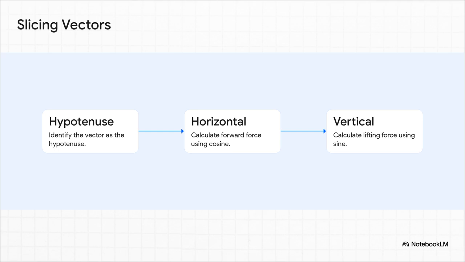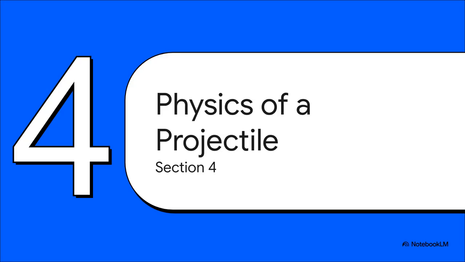Now, sometimes we actually need to do the reverse. We need to take a vector and slice it apart. Picture yourself pulling a really heavy lawn roller. When you tug that handle at an angle, you aren't just moving it forward, right? You're actually lifting it slightly off the ground too. So we use a bit of trigonometry to slice that diagonal pull into two clean pieces. The horizontal force pushing it forward, we find using cosine, and the vertical force lifting it up, which we calculate using sine.